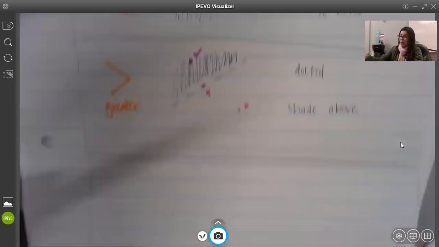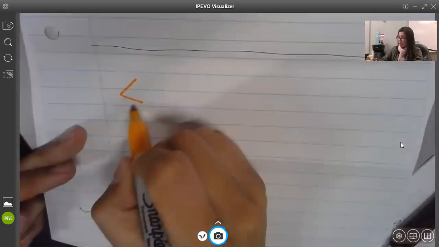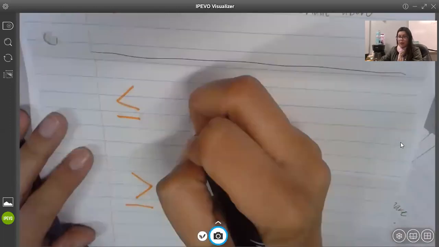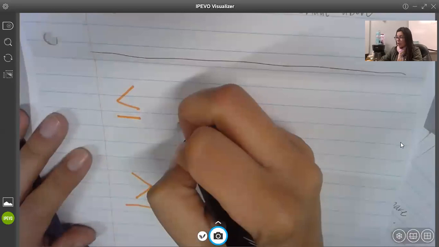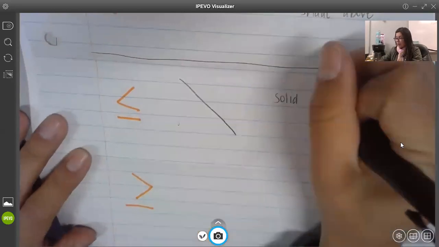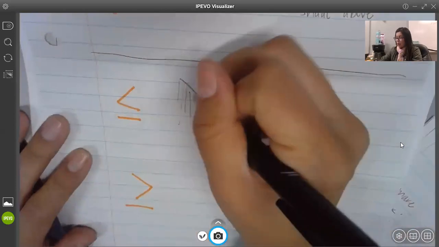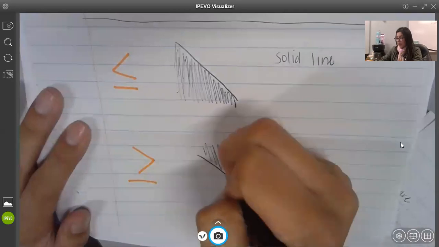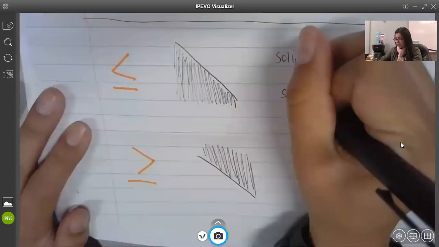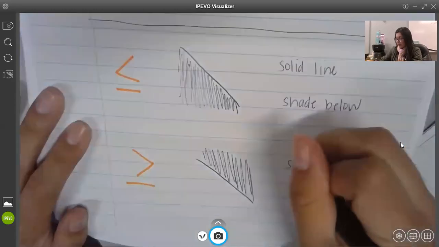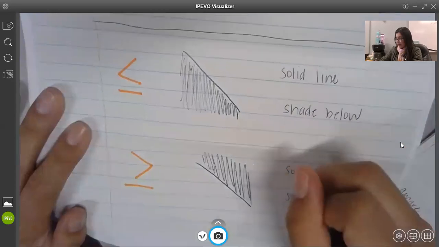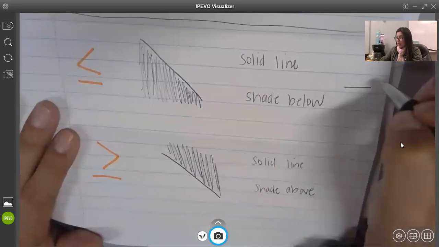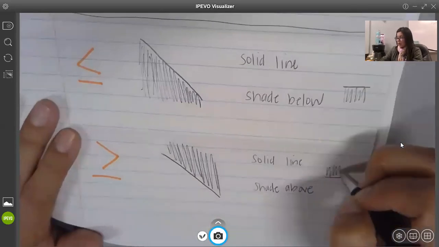The second two are going to be when you have less than or equal to and greater than or equal to. So for these, it's kind of like the first ones, but now when you have this bar, it can be equal to it. So now you are going to have a solid line. For less than, you shade down below, smaller than. And for greater than, you're going to shade above. And it's going to be a solid line always. If your line looks like just a horizontal line, then here you would shade below it. On this one, you would shade above it.